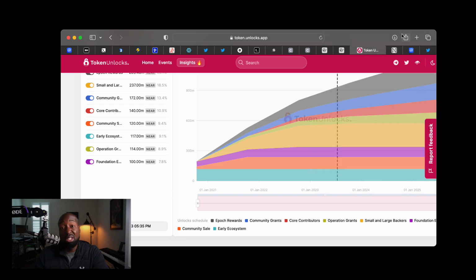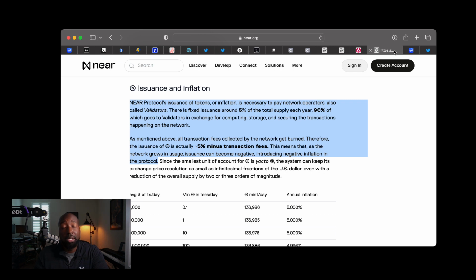So do they have anything to combat that inflation that we just talked about? They do. They have a burning mechanism. Basically, NEAR Protocol's issuance of tokens, or inflation, is necessary to pay for network operators called validators. There is a fixed issuance of around 5% of the total supply each year, 90% of which goes to the validators in exchange for computing, storage, and securing the transactions happening on the network. As mentioned above, all transaction fees collected by the network get burned.